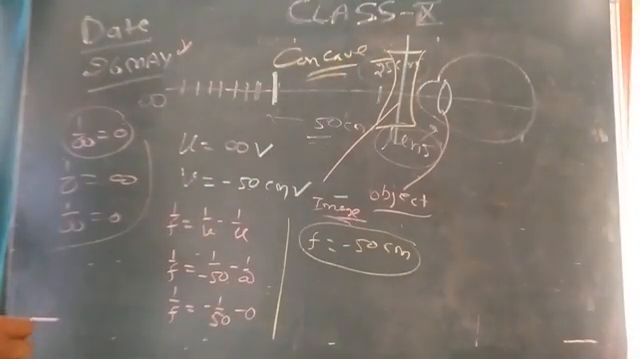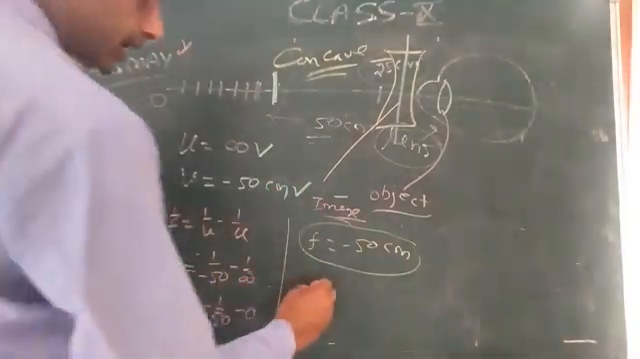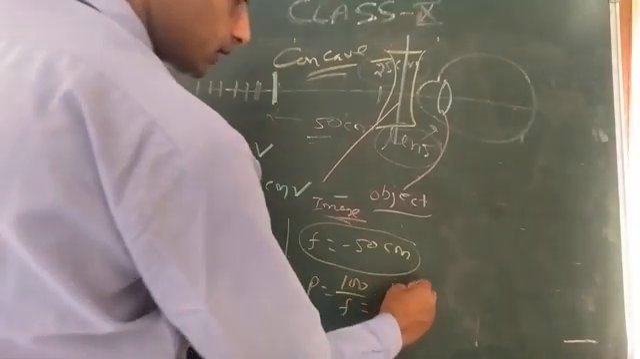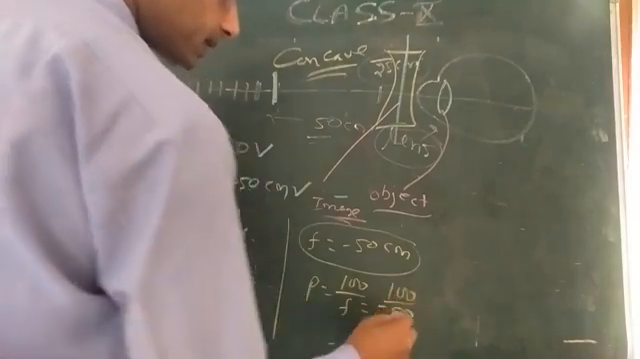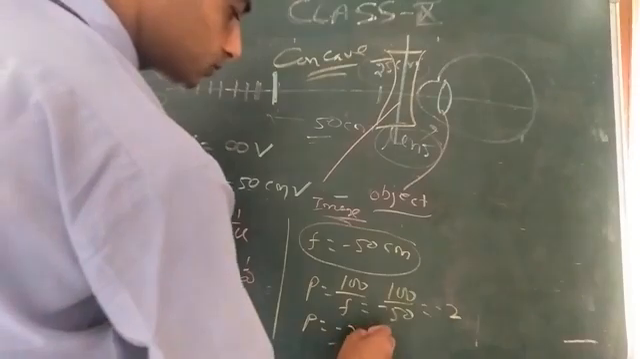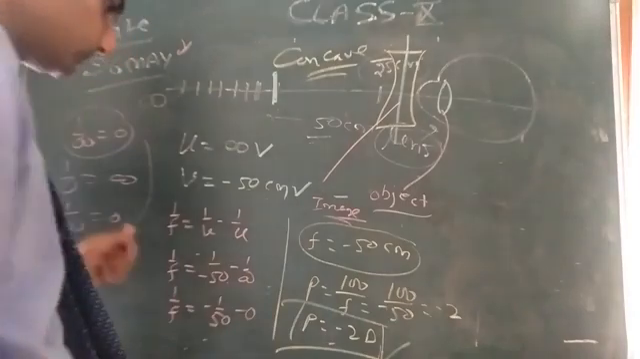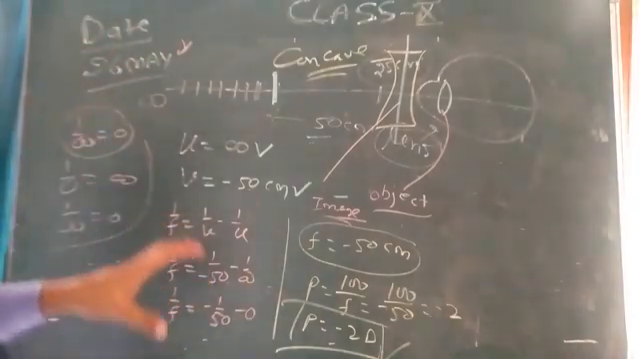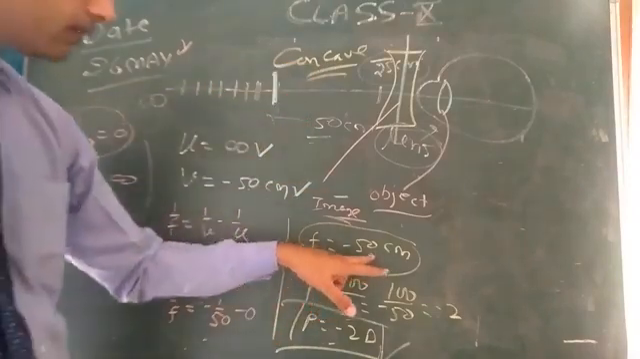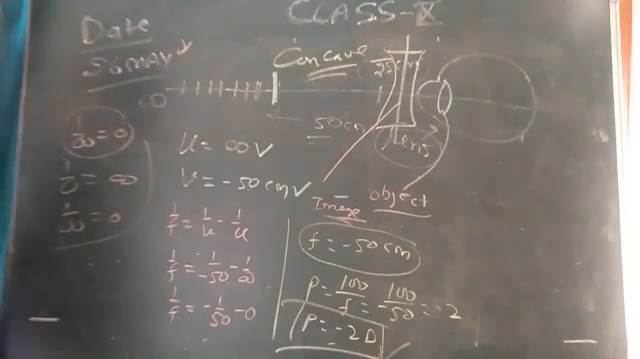So I hope you understand how you find the nature and the focal length. And P equal to 100 upon f. So 100 upon minus 50 is equal to minus 2. So P equal to minus 2 diopter. This is the power of this corrective lens. It means we can correct the defect by using a concave lens of focal length minus 50 centimeters and power minus 2 diopter. I hope you understand this numerical.